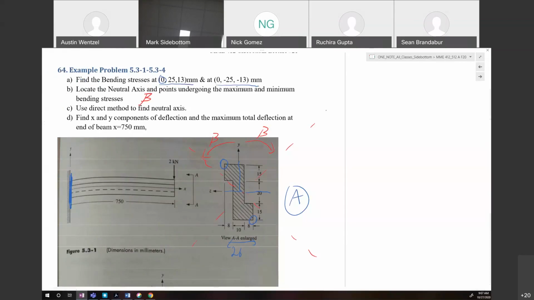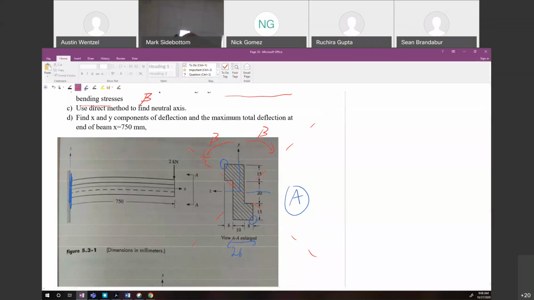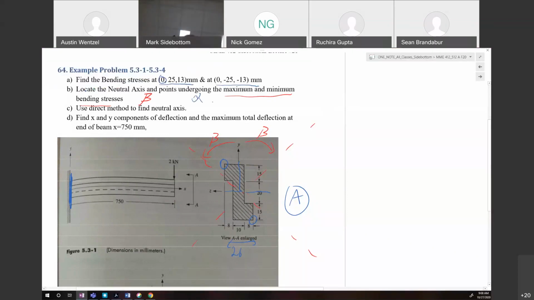Once we locate our neutral axis, we should be able to identify the locations of our maximum and minimum bending stresses. They're going to be the points furthest from our neutral axis. We're going to use the direct method to find the neutral axis. Earlier we were solving for alpha, and then for theta p to determine where our neutral axis is. And then in part C, we're just going to use the direct method to find beta.